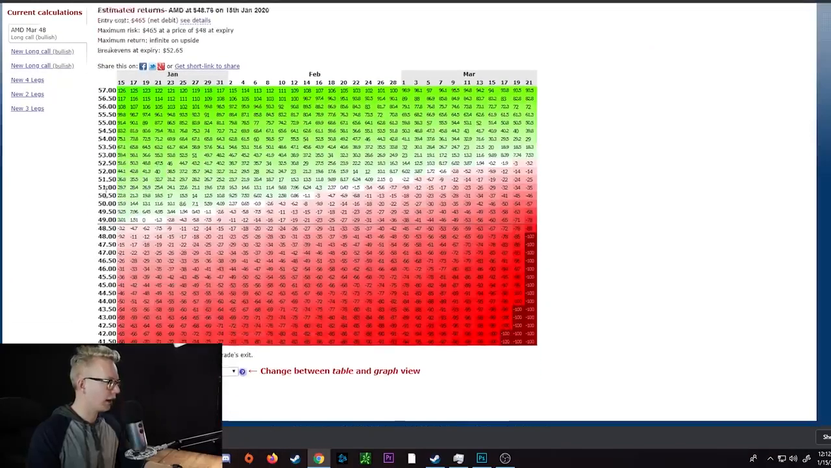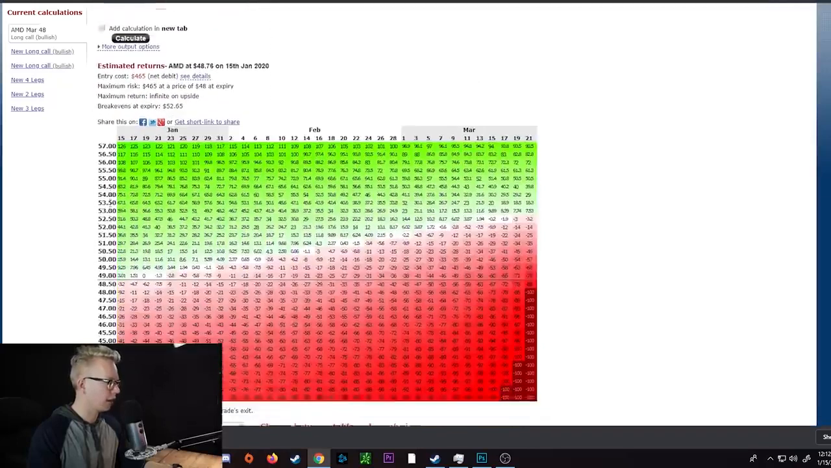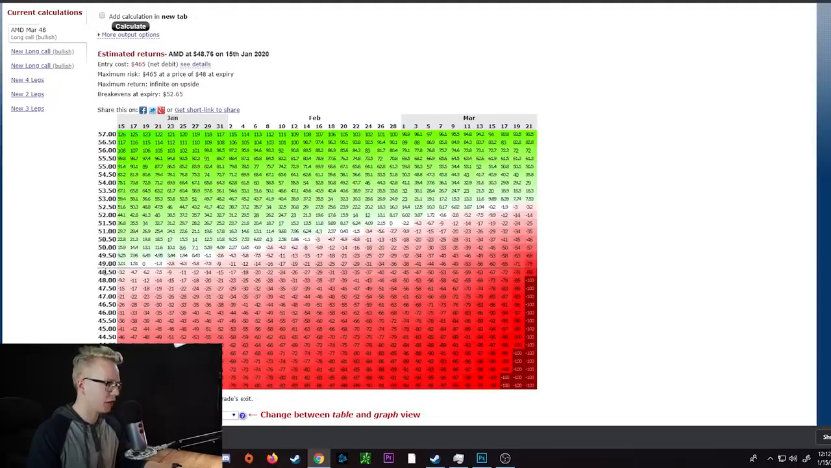So on the y-axis this time, we have stock prices. Right now, AMD is trading between 48.50 and 49. At the top, we have different dates. So here's January, February, March, April. So at what stock price and what date, what is your profit and loss going to be?